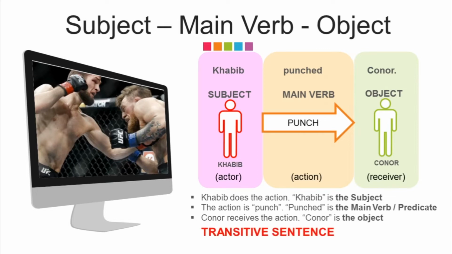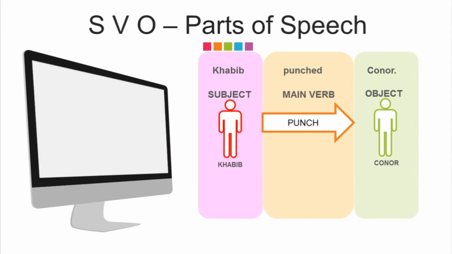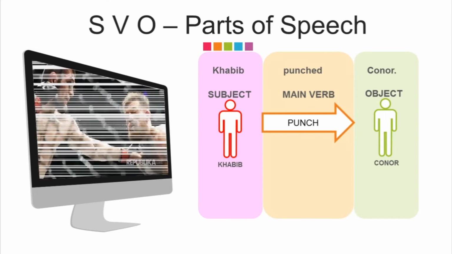Now we call this one, instead of an intransitive sentence, a transitive sentence, because the subject, Khabib, transports something, which is an action, punching, and Conor received that, felt the pain. So there is the subject and there is the object. We call this a transitive sentence. So let's move on to the more technical part of a transitive sentence.